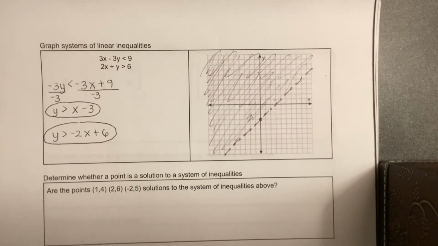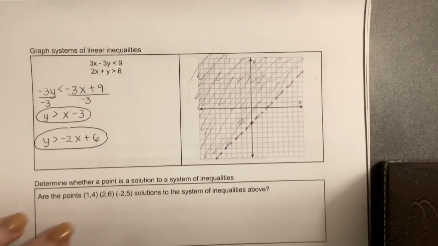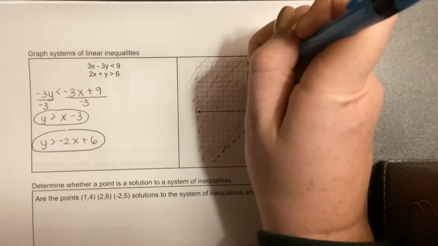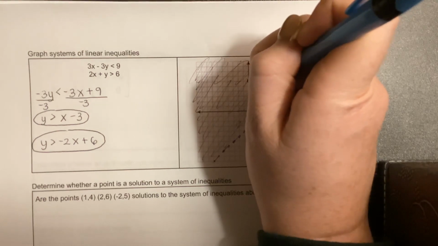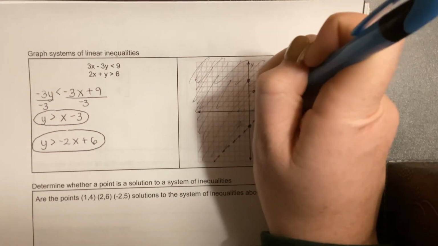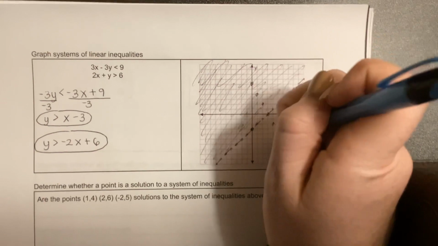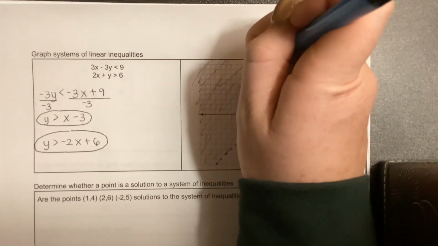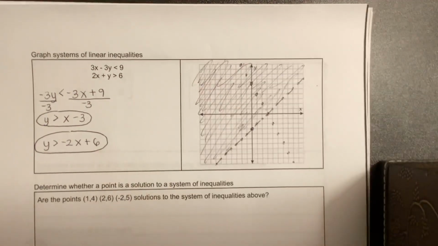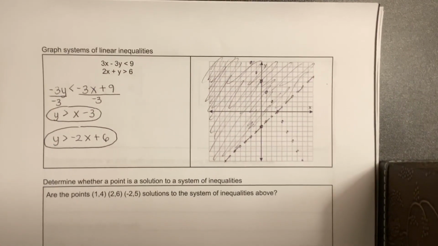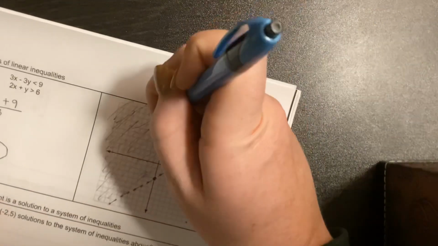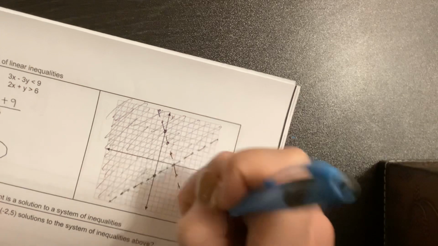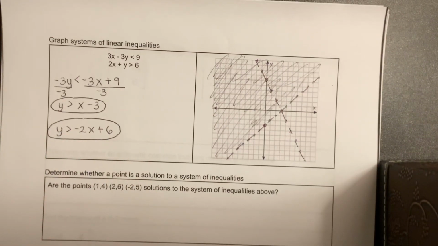Y is greater than -2x plus 6. So this one we're going up to +6. So we're going 1, 2, 3, 4, 5, 6. This one has a -2 slope, so down to right one, down to right one, down to right one. Or up to left one, up to left one. This, again, is just a greater than symbol, so it cannot be a solid line. So we're going to do just a dashed line that goes like that.